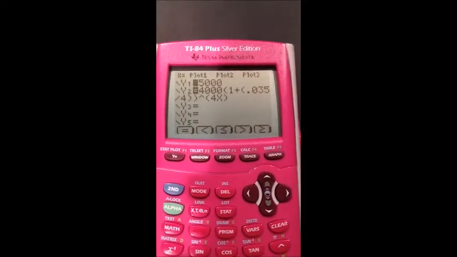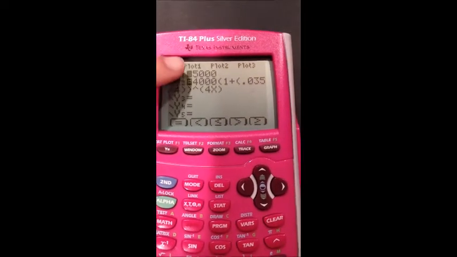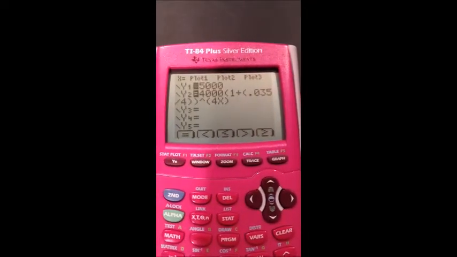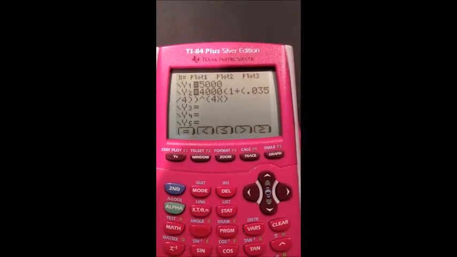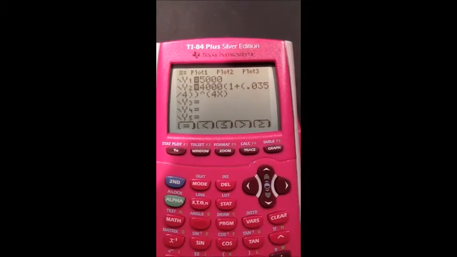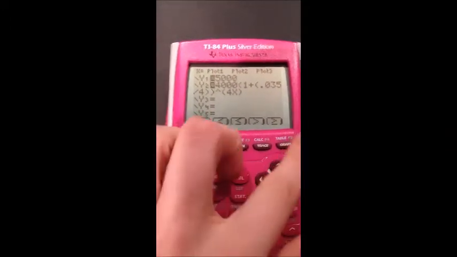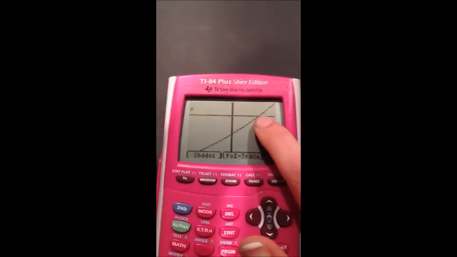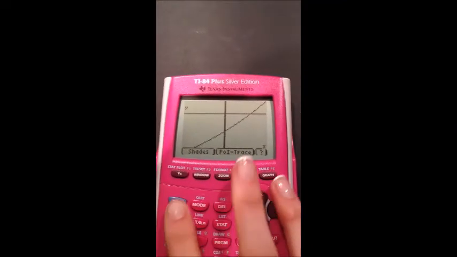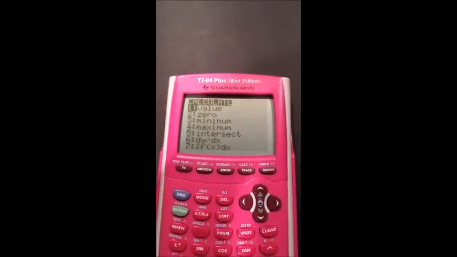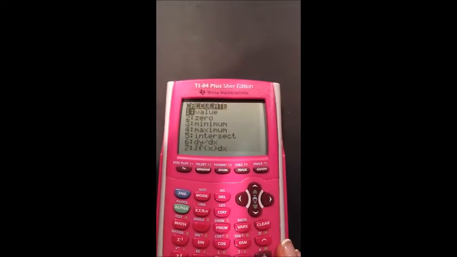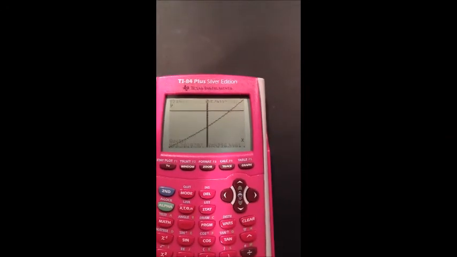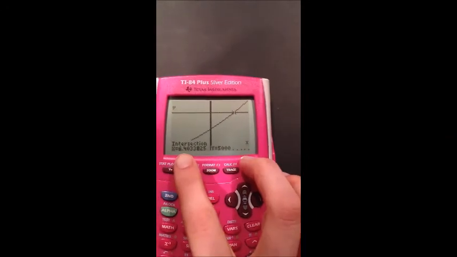For graphics, this is Mary. For Y1, you want to plug in 5,000, and then in Y2, you want to plug in 4,000, parenthesis, 1 plus parenthesis, 0.035 divided by 4, parenthesis, parenthesis, to the 4x power. Then you hit graph. Once you hit graph, you want to find the intersection of what that point is. So you go to second, trace, and then you want to hit 5 for the intersection. And then you go enter for first curve, second curve, and then enter again. And then your intersection is at 6.4.